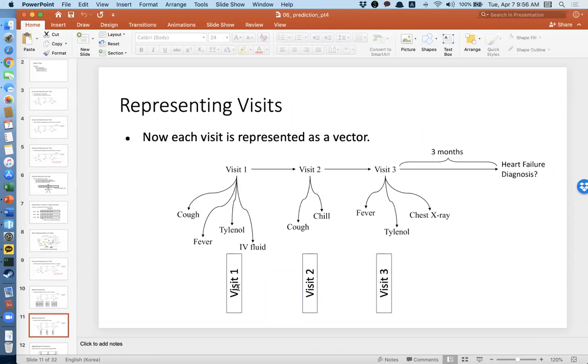Before, in MIMIC-3, we were talking about the hospital admission representation vector. This is the same thing. This is the encounter vector or visit embedding. This embedding will represent visit one. This vector will represent visit two, visit three, and so on and so forth.